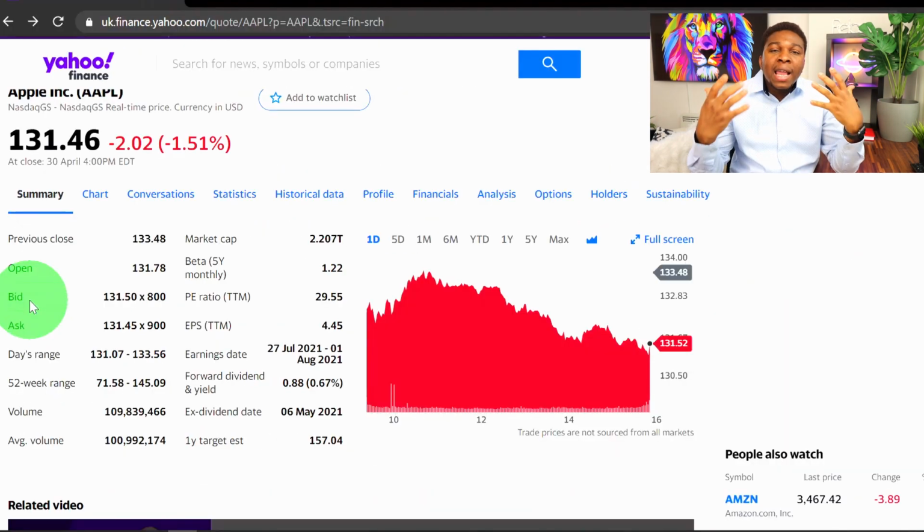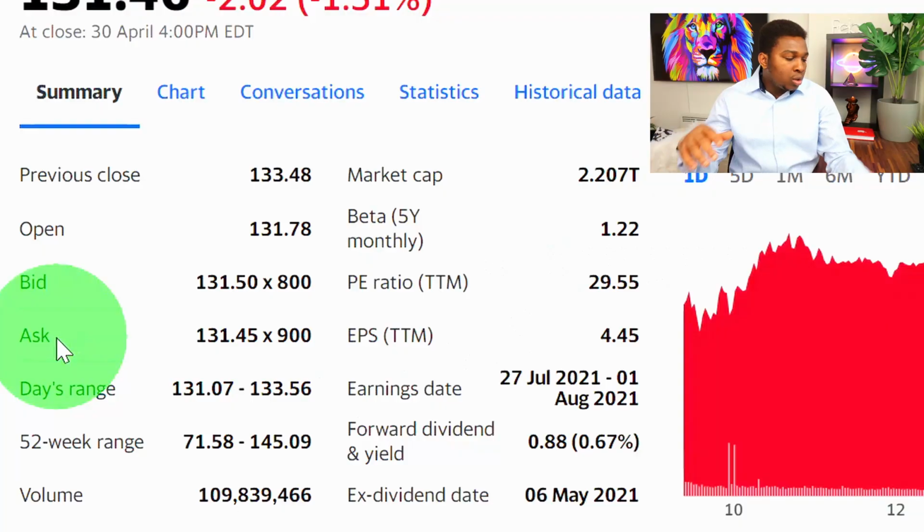How much are buyers ready to pay to purchase a share? That's what we call the bid price, and you see 131.50. And the ask price is how much sellers are willing to sell their shares. So if you want to buy and sell shares, there's always two parties. There must be a buyer and there must be a seller.